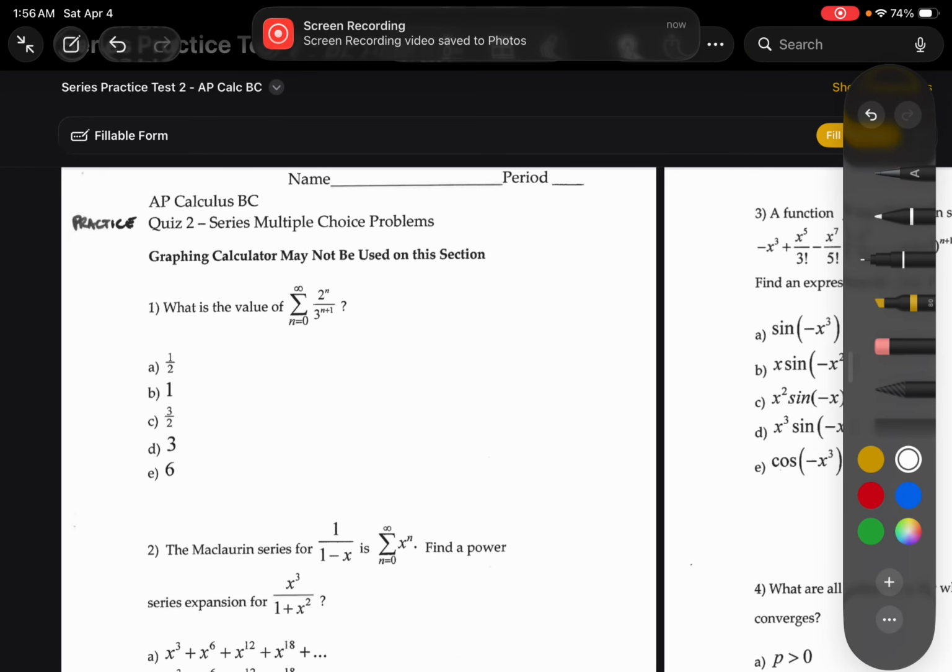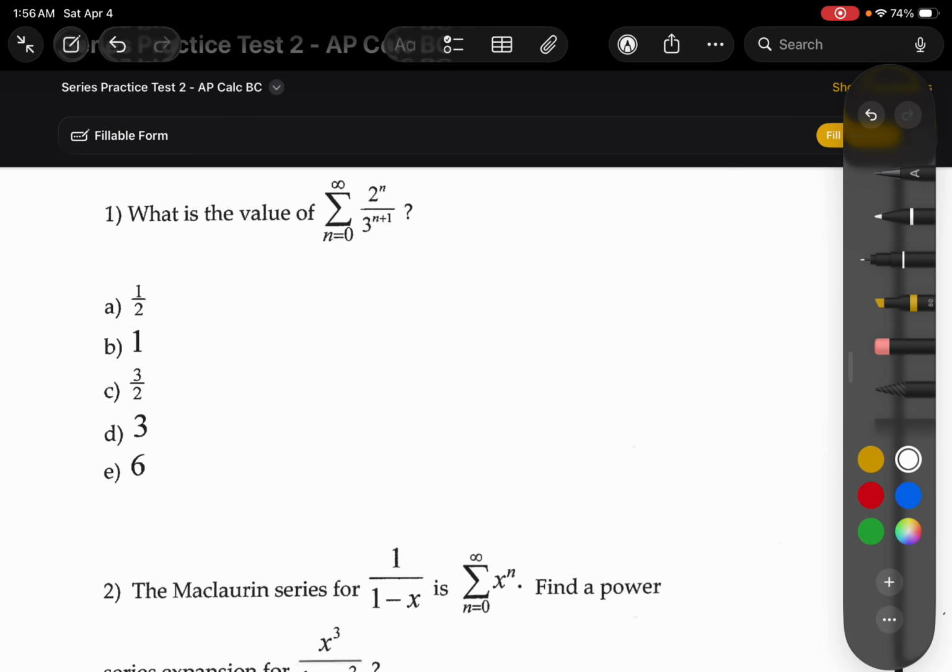These are the step-by-step answers for the series multiple choice practice test 2. Let's get started. What is the value of this infinite series?